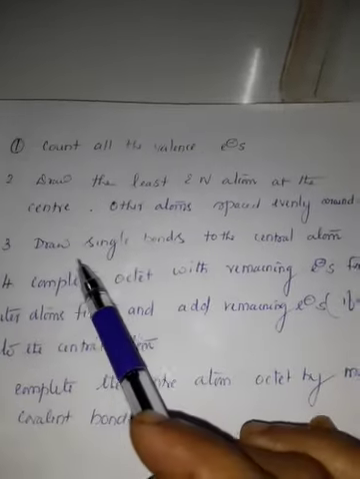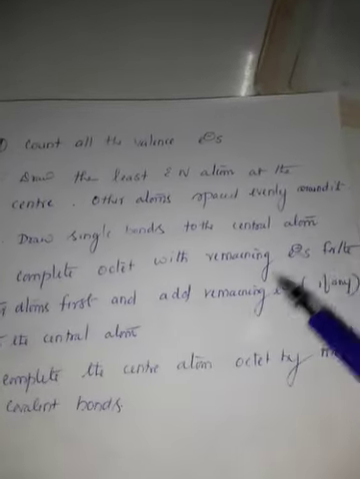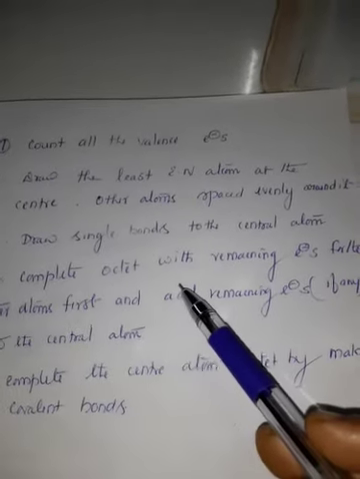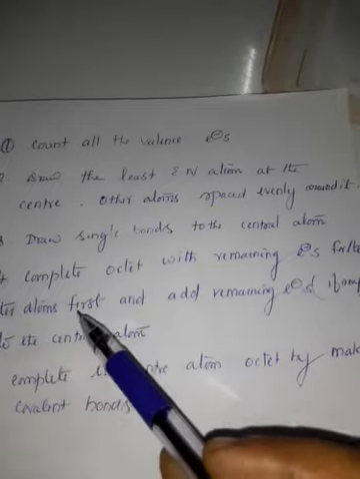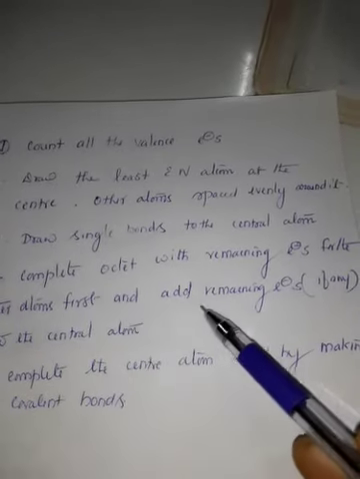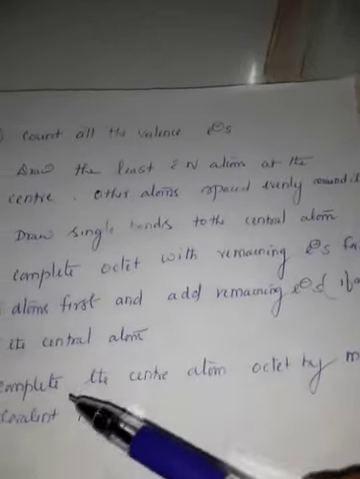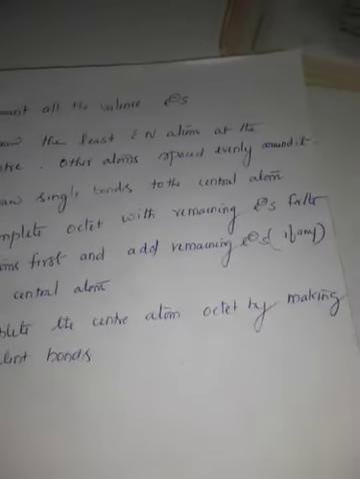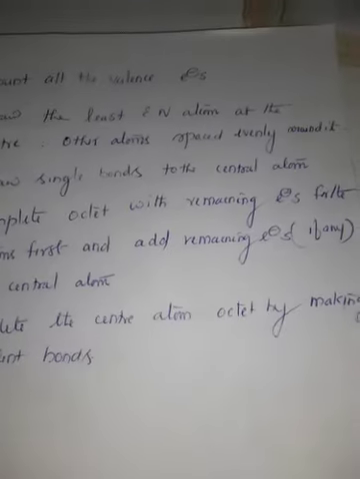At first you won't understand, but I'll give many examples repeatedly, then you will understand. See the 5 rules, this you have to learn. First point, count all the valence electrons. Second point, draw the least electronegative atom at the center and the other atoms spaced evenly around it. Third point, draw single bonds to the central atom. Fourth point, complete octet with remaining electrons for the outermost atoms first and add the remaining electrons to the central atom. Fifth point, complete the center atom octet by making covalent bonds.